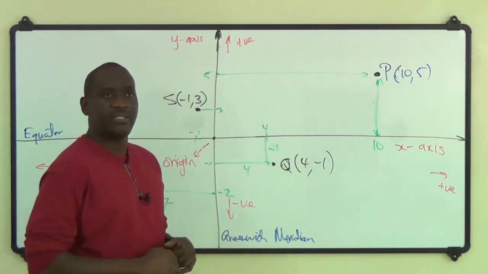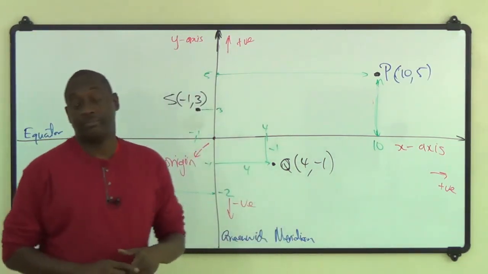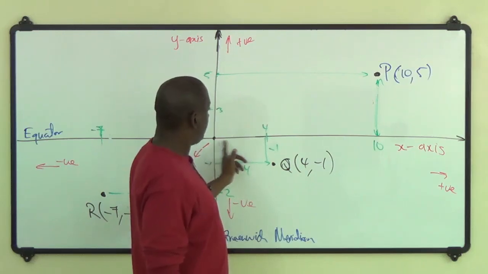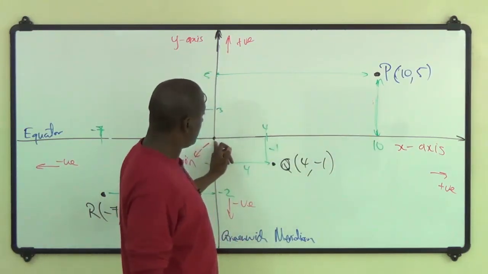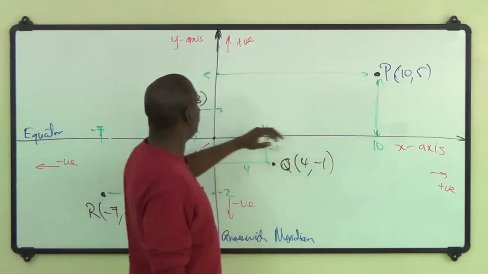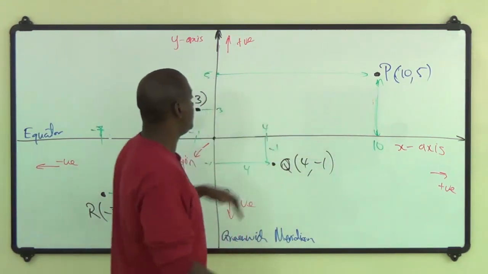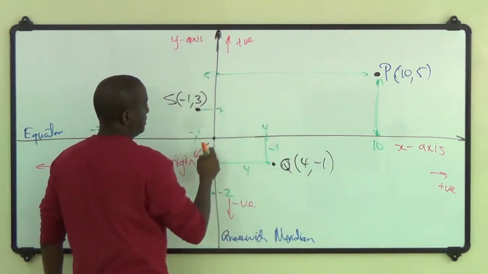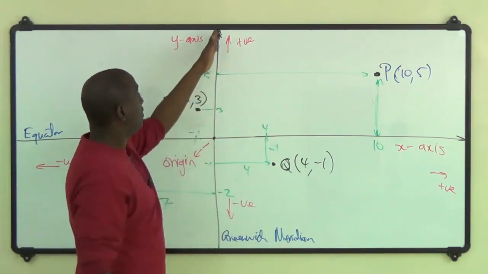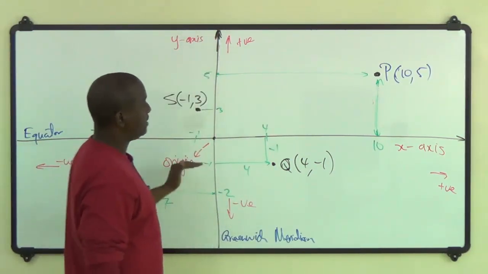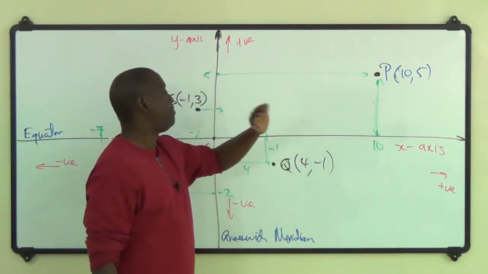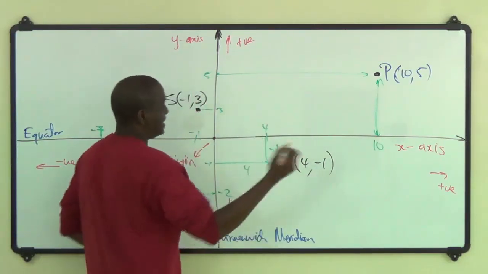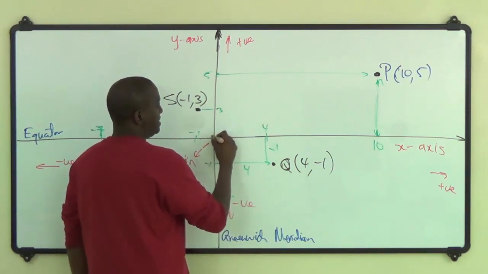You might be curious in terms of finding out the exact distance from the origin. Fine. So if the coordinates are (10, 5), the point is 10 away from the origin in this direction, and 5 away from the origin in this direction. So in other words, P is 10 units away from a vertical line drawn through the origin, right? Vertical is y, horizontal is x. And P is also 5 units away from a horizontal line drawn through the origin.